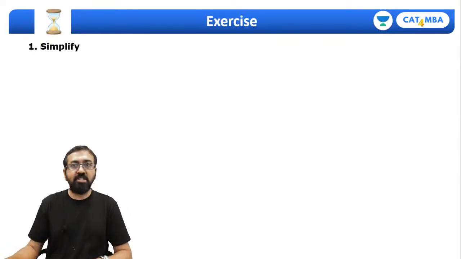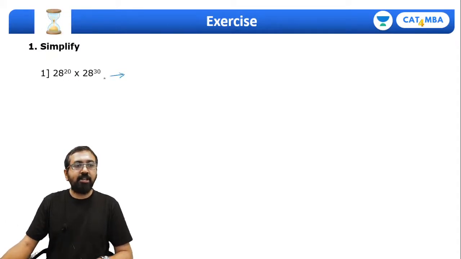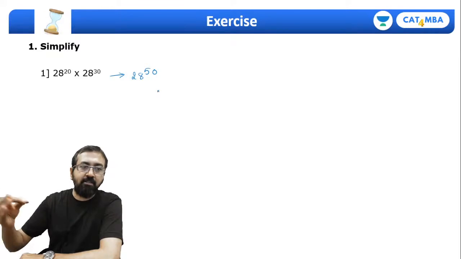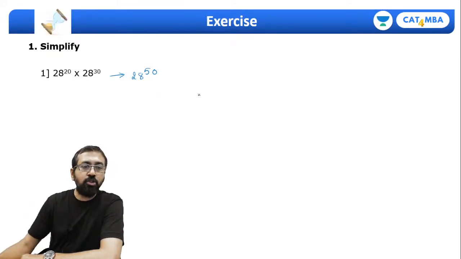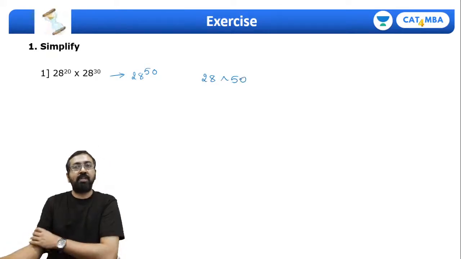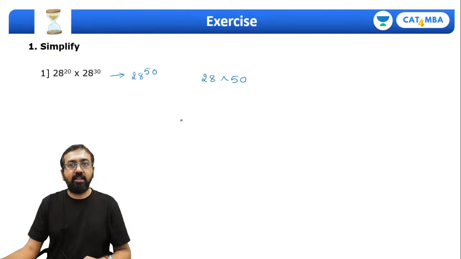Now let's look at some questions. The first question: 28 raised to 20 into 28 raised to 30. Can you tell me what's the answer for this? Everyone write it in the chat box. It will be 28 raised to what? Because base will remain 28. Can I say it's 28 raised to 50? Yes? Correct. You will not be able to type the power in the chat box, but you can use this kind of arrow. So in the chat box, you can write it this way, 28 power 50.